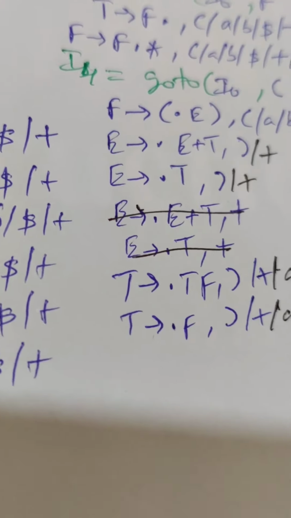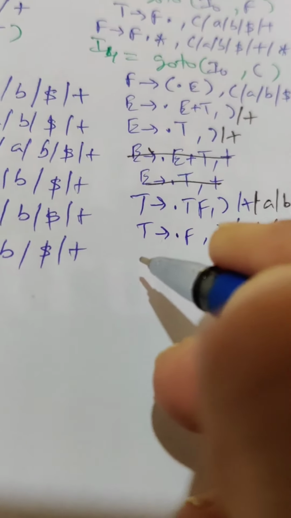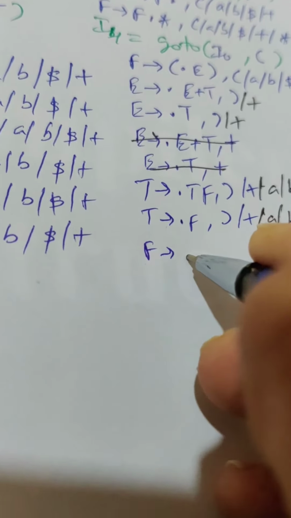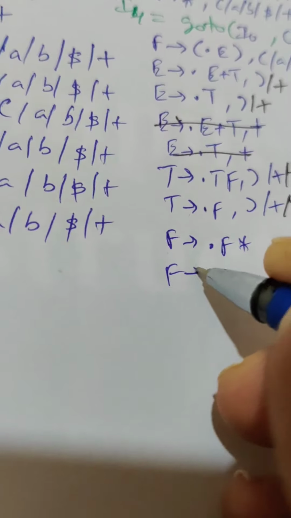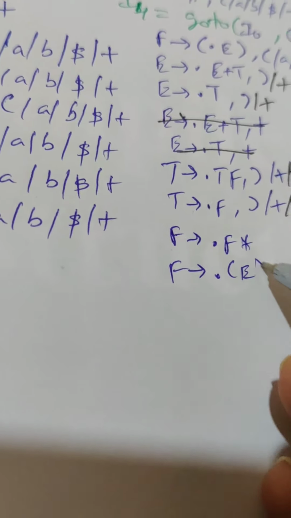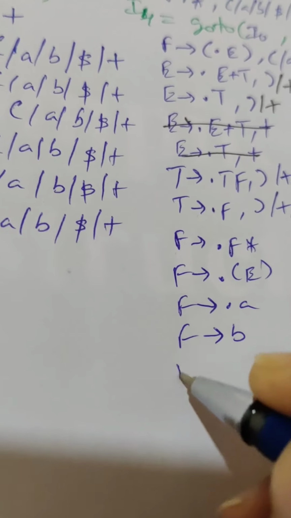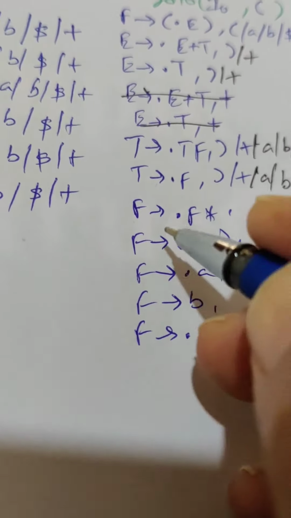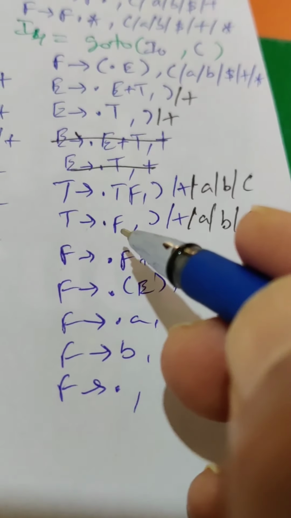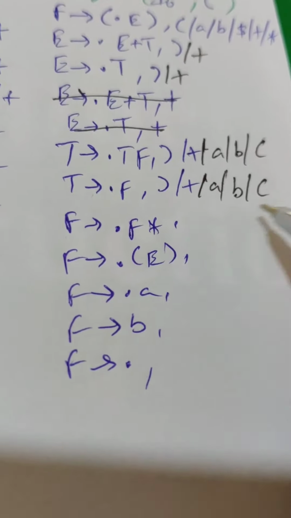Now after dot there is a non-terminal F, so we have to write the rules of F. F goes to dot F star, F goes to dot bracket E, F goes to dot A, F goes to dot B, and F goes to dot. For all these rules we need lookahead. All these rules of F are because of this F, so the lookahead will be all the same.